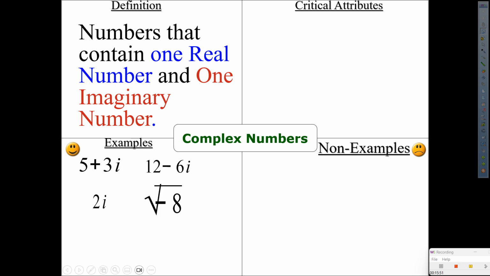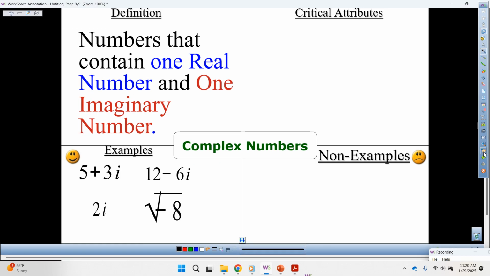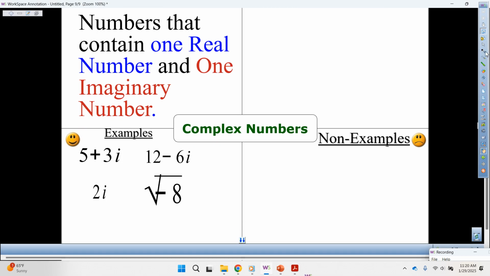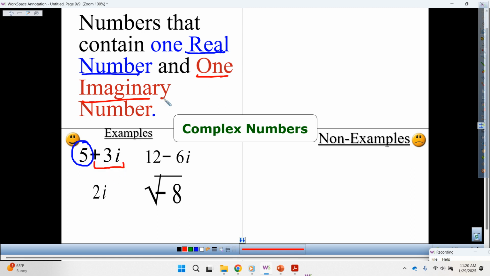All those are complex numbers. Now, just to double check, it said numbers that contain one real number, one imaginary number. All right, so let's see. Real number. The 5 is a real number, yes? Okay. And for that one, does everybody see the imaginary number? Yes? How about this one? Which one's the real? 12. And what is the imaginary? Negative 6i.